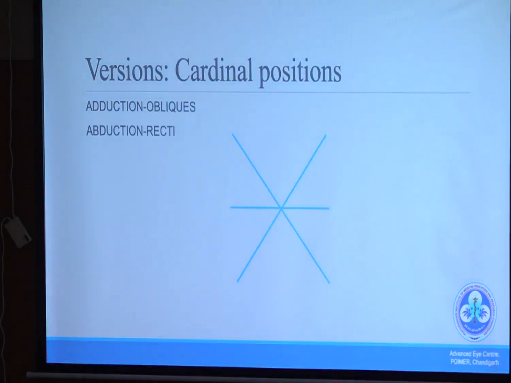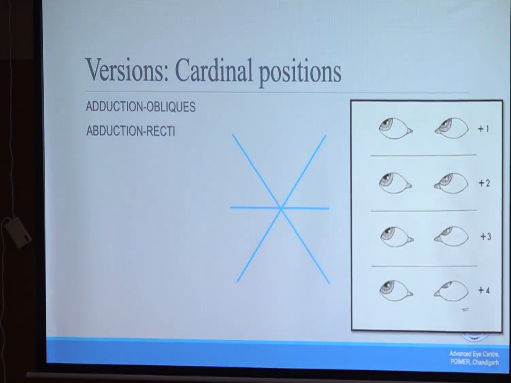Now always check for versions in the cardinal positions, these 6 positions which will tell you the basic action of every extraocular muscle. So in adduction you check the obliques, and in abduction you check the recti. So this is again an oblique overaction manifested, and then you mark it by a plus. You look at the light reflex, the amount of reflex that is falling on the pupillary margin, between the pupil and the limbus, on the limbus and beyond the limbus, will tell you that this is a left inferior oblique overaction graded as 1 to 4.